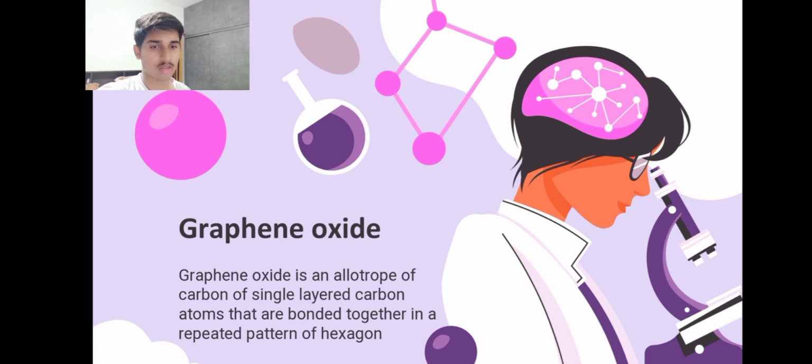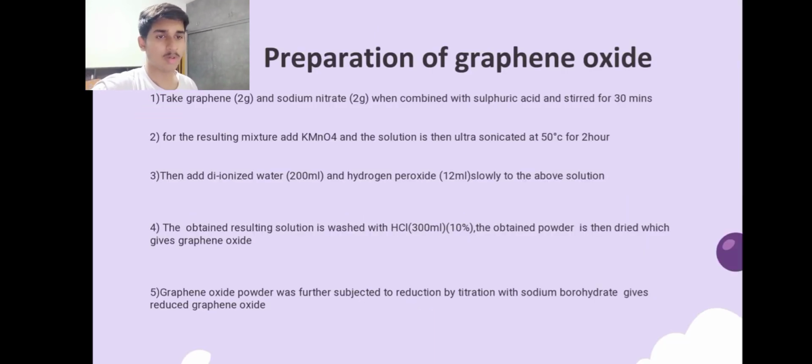So the next is a very important topic from the VTU examination point of view, which is graphene oxide. Graphene oxide is an allotrope of carbon of a single layer of carbon atoms that are bonded together in a repetitive pattern of hexagons. It is prepared using a method called Hummers' method, which involves various steps. So preparation of graphene oxide involves the following steps.